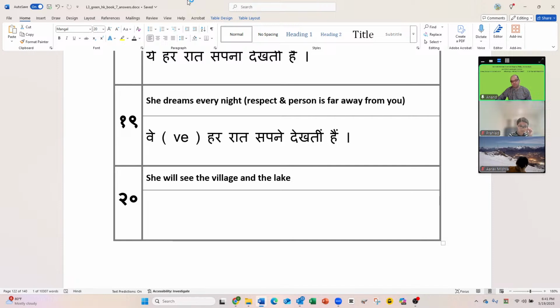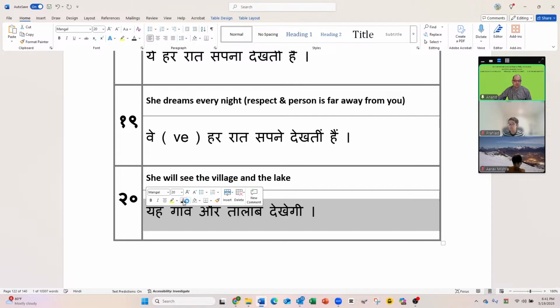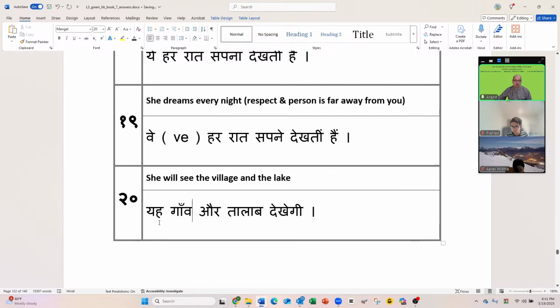Prahlad, can you give me the sentence? What's the word for village? Village is gram or gaon. वो ग्राम और झील देखेगी. वो झील और गांव देखेगी. Arav, you told me nagar. Nagar means a city. Another word for village is gaon. So you can write झील or you can write गांव, which is also gram.